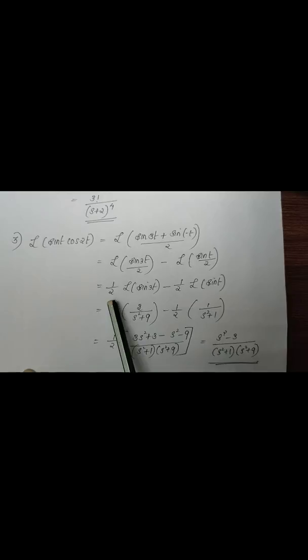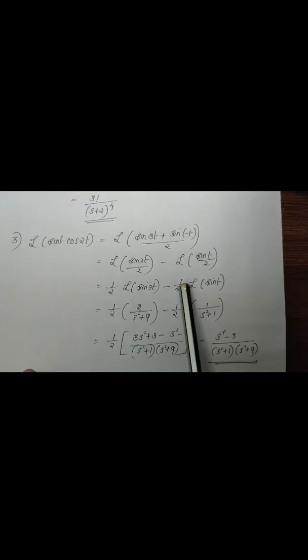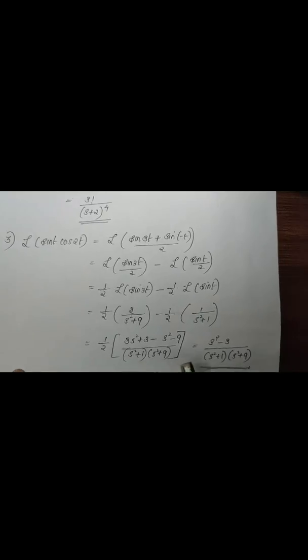It is equal to 1 by 2, which is a constant, can be taken outside. 1 by 2 into Laplace transform of sin 3t minus 1 by 2 into Laplace transform of sin t. This is equal to, by using the result, 1 by 2 into Laplace transform of sin 3t, which is 3 divided by s square plus 3 square. It is 3 by s square plus 9 minus 1 by 2 into 1 divided by s square plus 1. By taking the LCM, s square plus 1 into s square plus 9, the answer becomes s square minus 3 divided by s square plus 1 into s square plus 9.